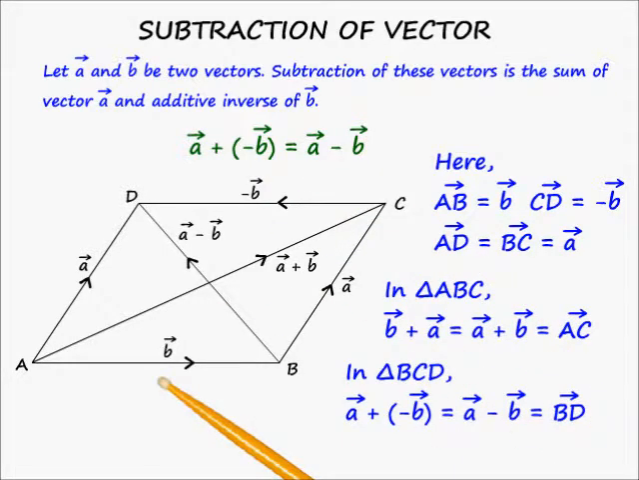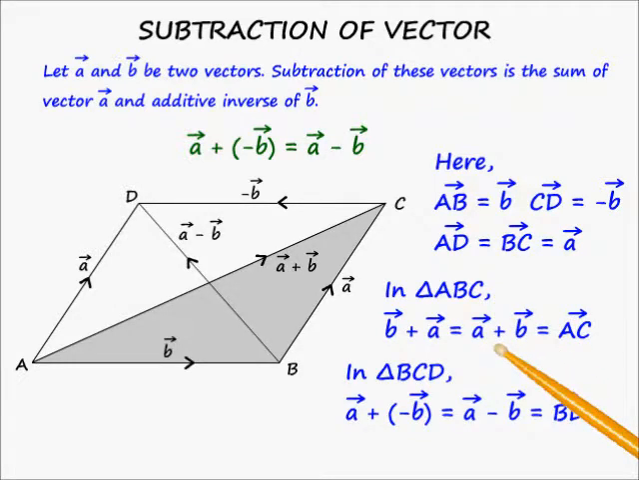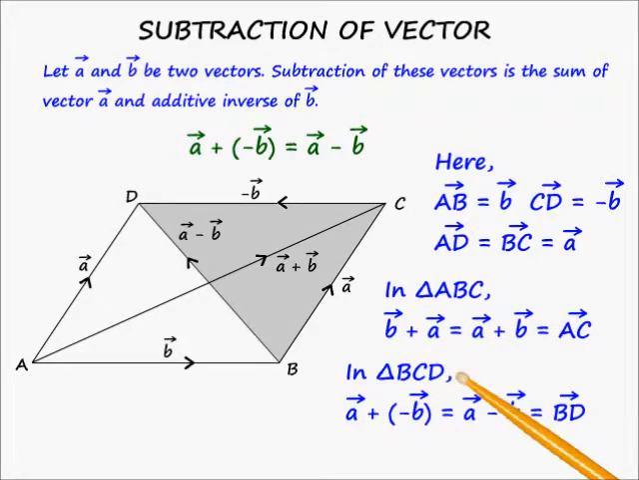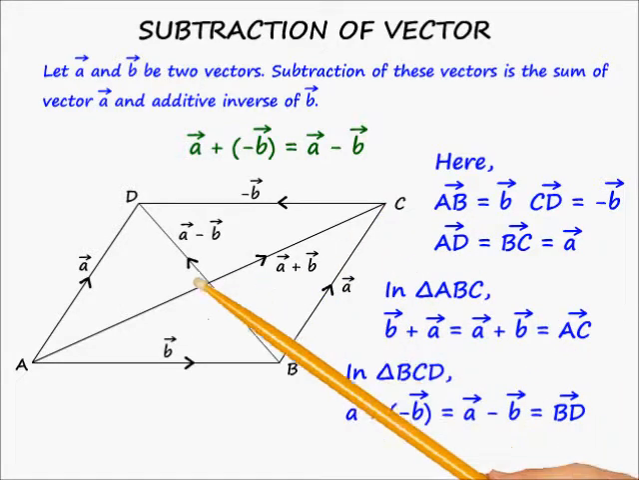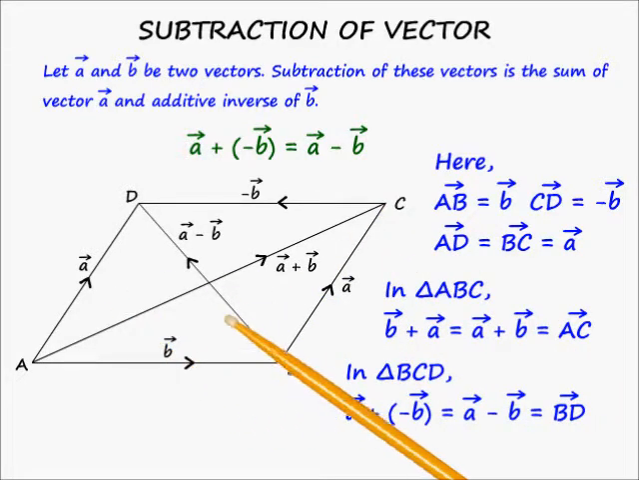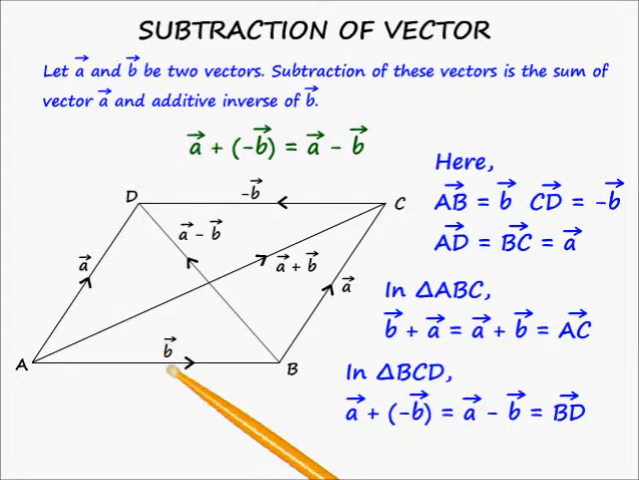ABCD is a parallelogram. Here clearly AB equal to B, CD equal to minus B, AD equal to BC equal to A. By triangle law on triangle ABC, we get A plus B equal to AC. By triangle law on triangle BCD, we get A minus B equal to BD. Thus, geometrically we may interpret that the diagonal AC of a parallelogram represents the sum of the vectors represented by adjacent sides of the parallelogram, and the other diagonal BD represents the subtraction of the vectors represented by the adjacent sides of the same parallelogram.